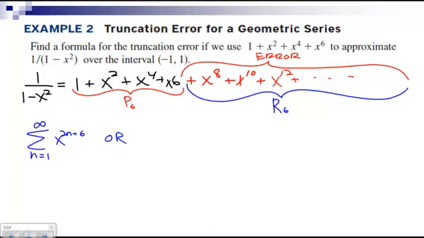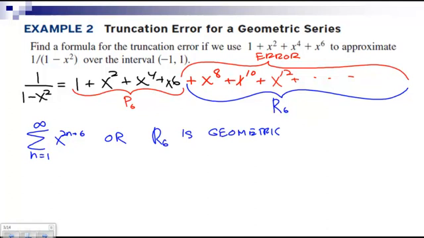And we could say that red series is a geometric series. It starts with a value, and the next term in that series gets bigger by x squared. So this R6 is geometric. It's geometric with a equal to x to the 8th and r equal to x squared.